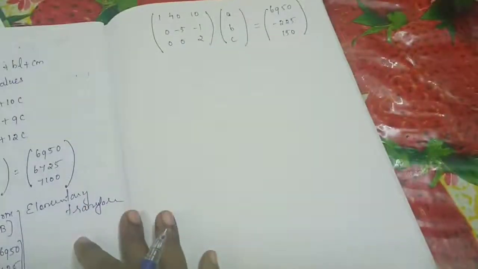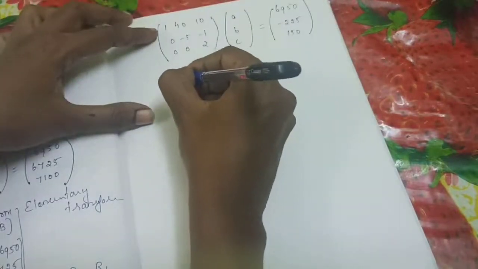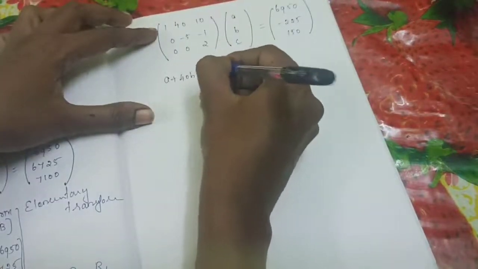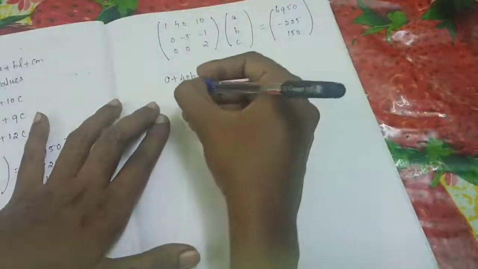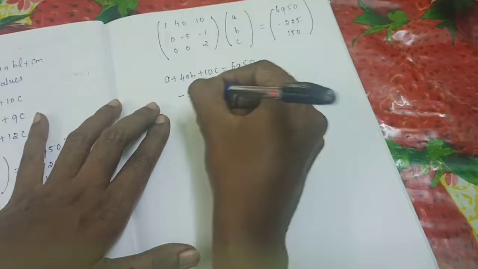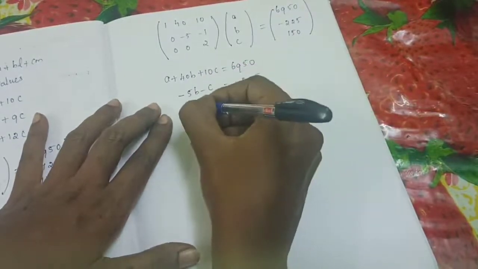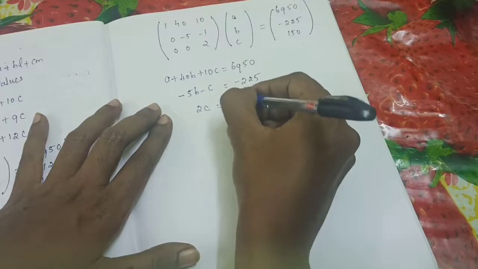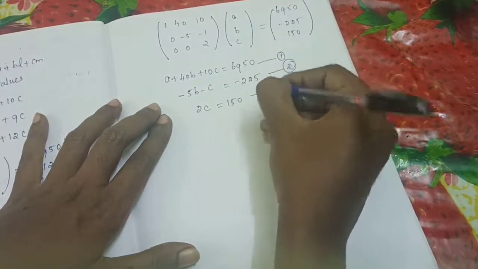Okay. So now you can form the equation. So how will you form? A plus 40B plus 10C is equal to 6950. Understand? The next one, minus 5B minus C is equal to minus 225. Third one is 2C is equal to 150. Take this as equation number 1. This is 2. This is 3.